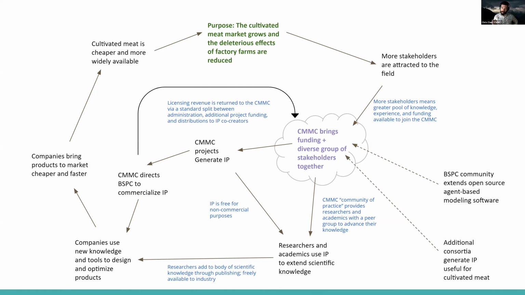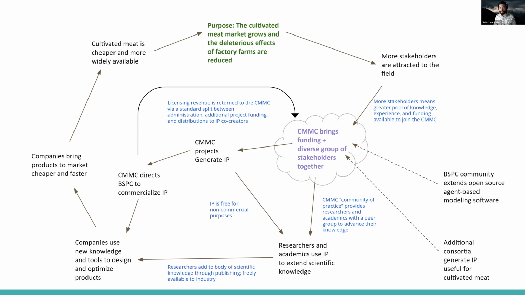And so what we start with is this little cloud. The CMMC is bringing together funding sources. It's bringing together a diverse group of stakeholders together. For example, this group is this happening in real time. And from that cloud, we have two pieces. One is that the CMMC is going to generate IP, for example, like the POC that we've been sharing.